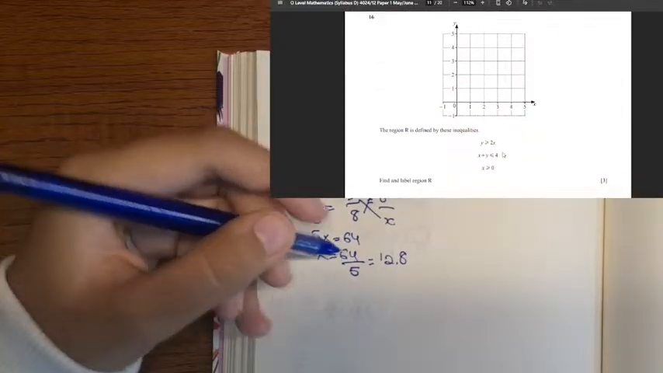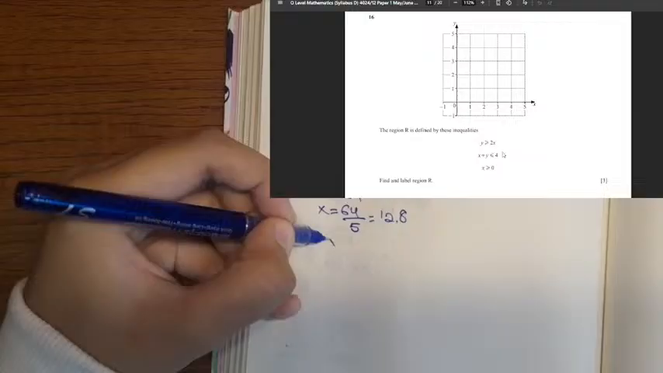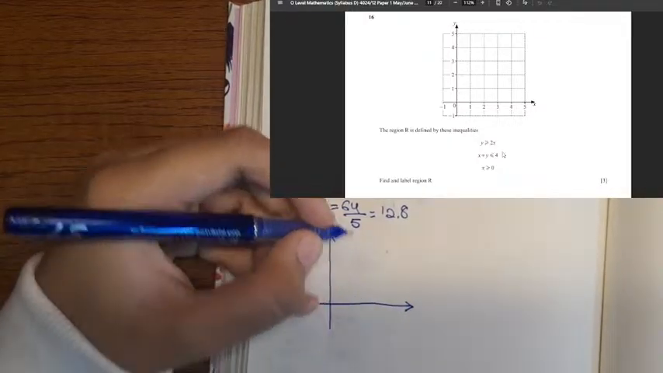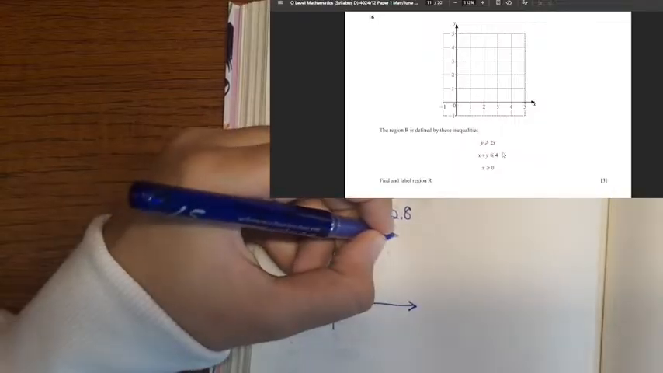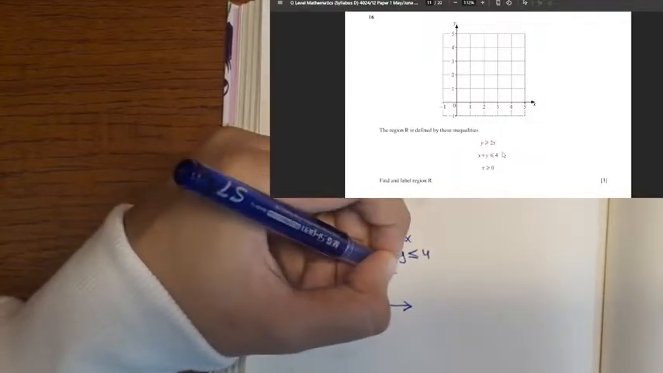The next question that we have is that we have a region R and it's defined by a certain number of inequalities that we need to basically label and find out. So if we're making a rough graph, I can show you what it looks like over here. So region R is defined by these inequalities: y is greater than or equal to 2x, x plus y is less than or equal to 4, and x is greater than or equal to 0.